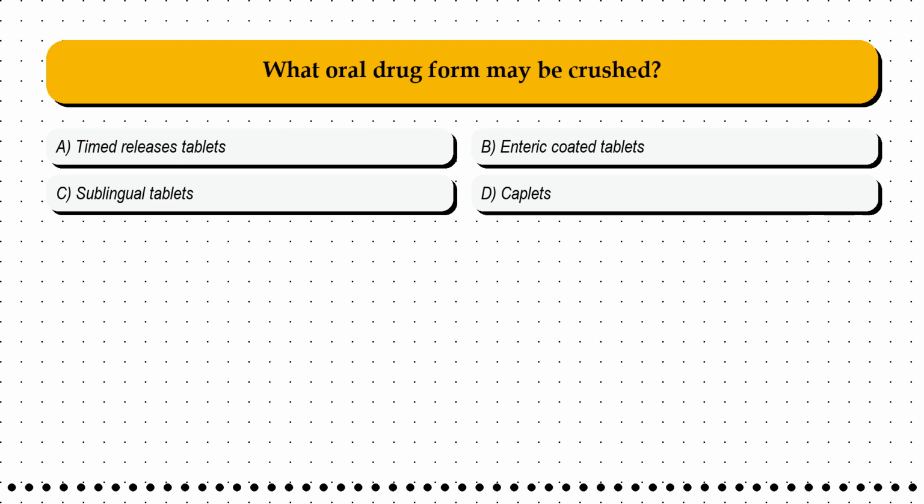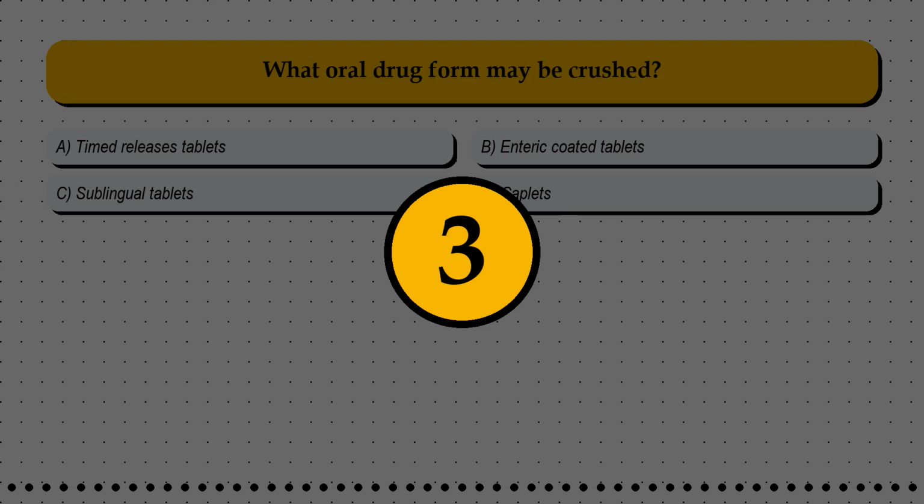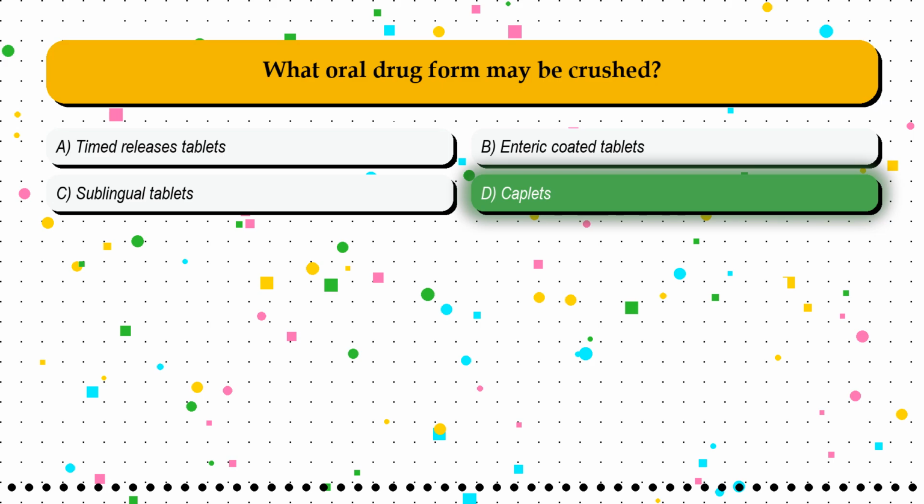Question 235. What oral drug form may be crushed? Option A, timed release tablets. Option B, enteric-coated tablets. Option C, sublingual tablets. Option D, caplets. The correct answer is option D, caplets.